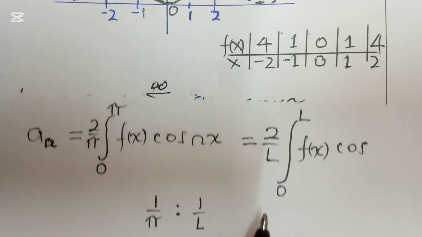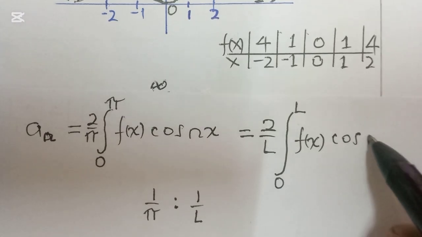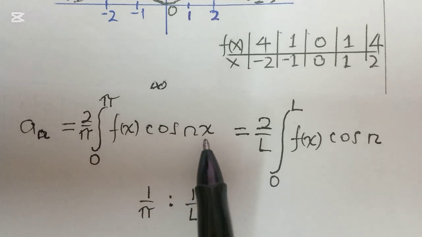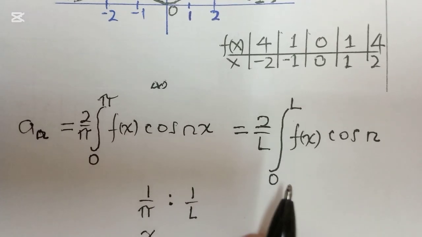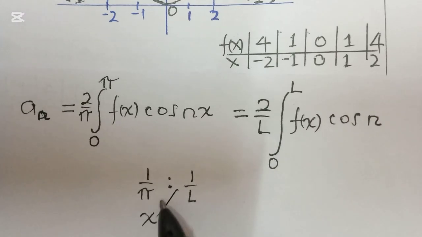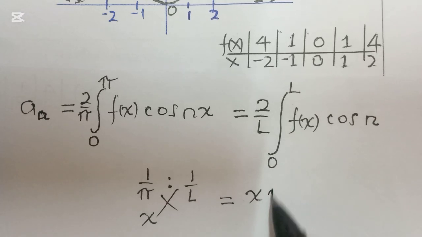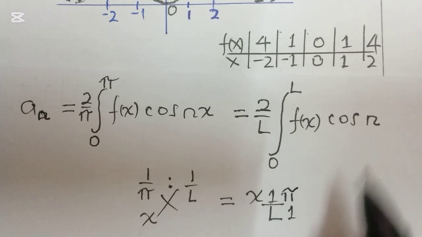Now guys, we want to find out, because n is already there, what is now equivalent to x. If you were to put x there, we do what we call cross multiplication. When you do that, we are going to have x multiplied by 1 all over L, divided by 1 all over pi. So pi is going to come up there.